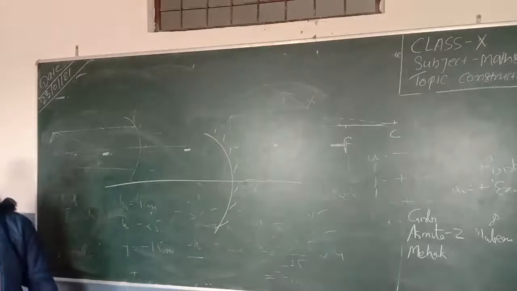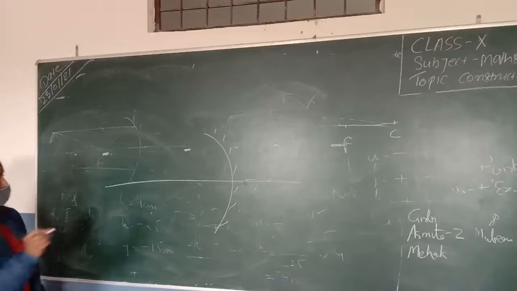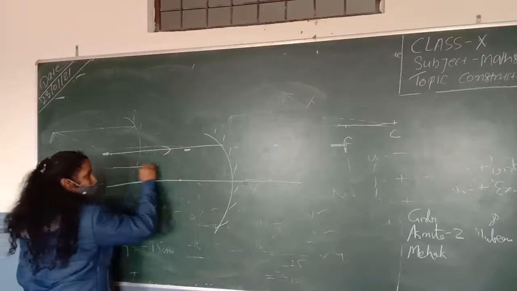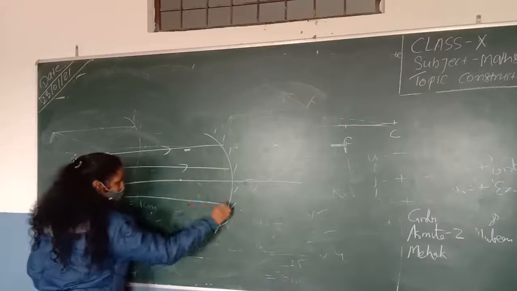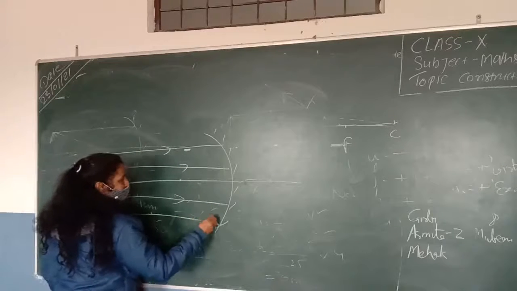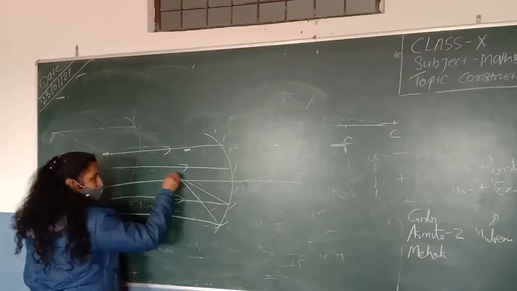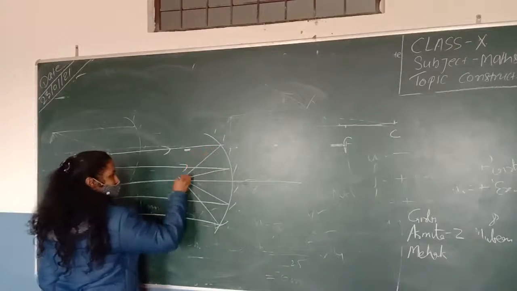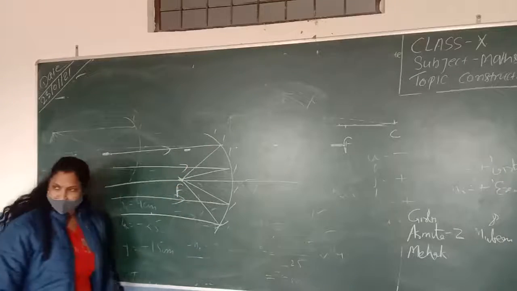So the principal focus is a point on the principal axis. The lines which are coming initially parallel to the principal axis meet after reflection from the mirror at a point on the principal axis, and this is called the principal focus of the mirror.